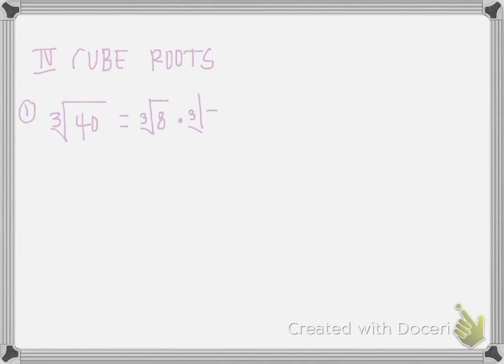Cube roots, remember, we have to have 3 of the same number underneath it before we can take one of them out. So the cube root of 40 is going to be the cube root of 8 times the cube root of 5. Well, the cube root of 8 is 2, and then we'll be left with cube root of 5.